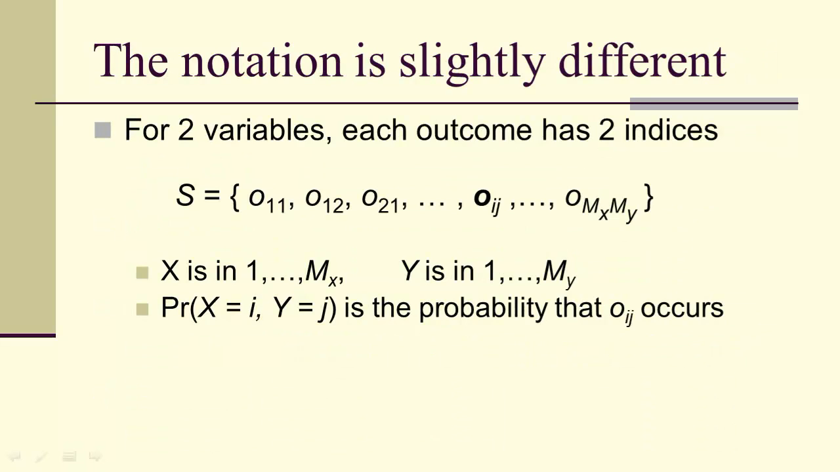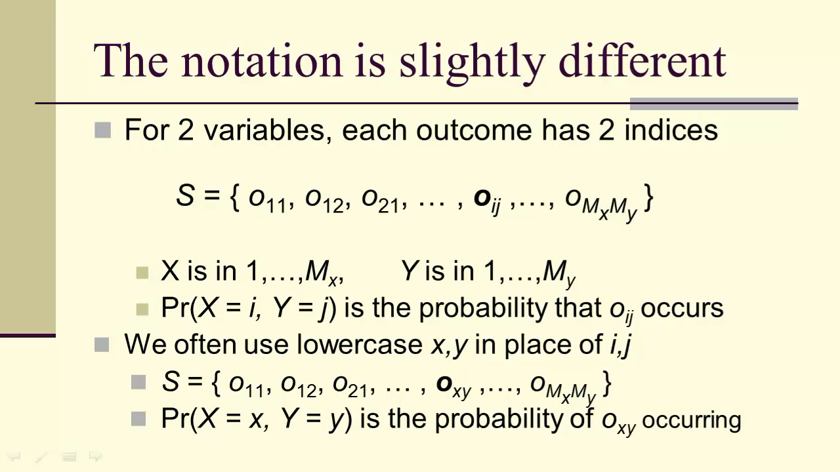So we have to modify our notation, but in essence it just means we're using 2 indices, and therefore we have an i and a j, and we would write the probability for both variables. So the probability X is i and Y is j is the probability that outcome O_ij occurs. And similarly, we often use lowercase x and y as the indices. So the probability that capital X is equal to the index little x and capital Y is the index little y, that's just a way of saying the probability that outcome O sub xy occurs.